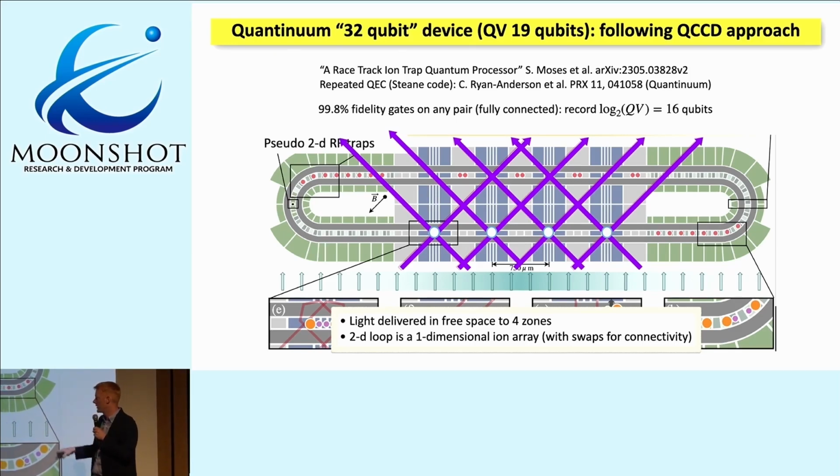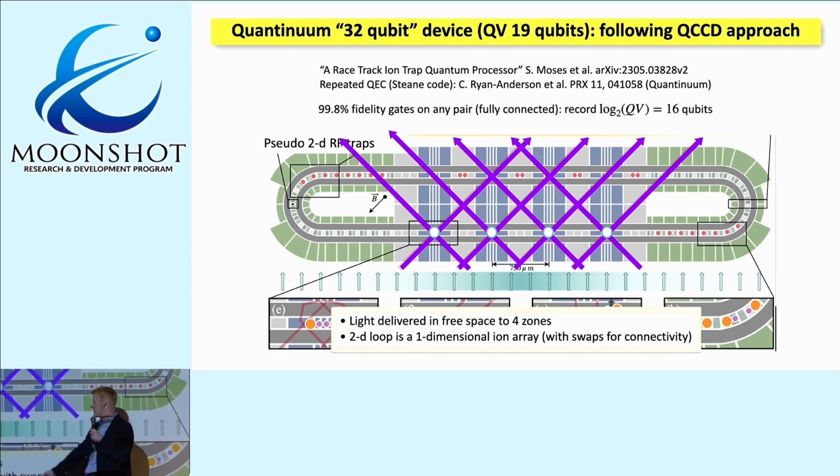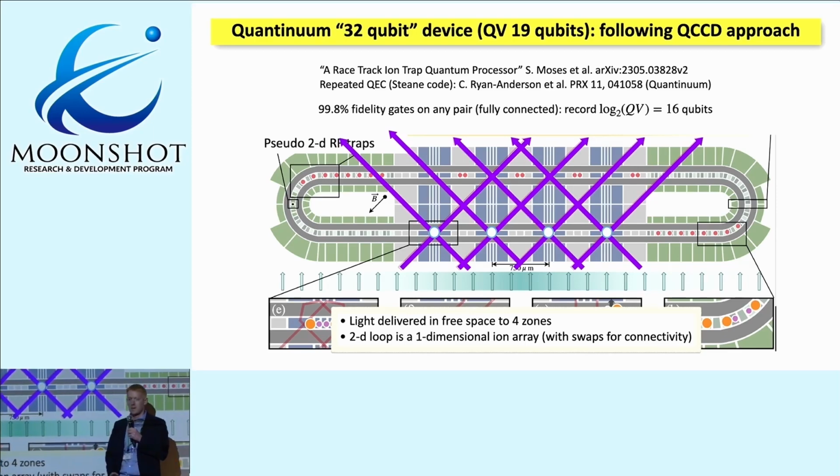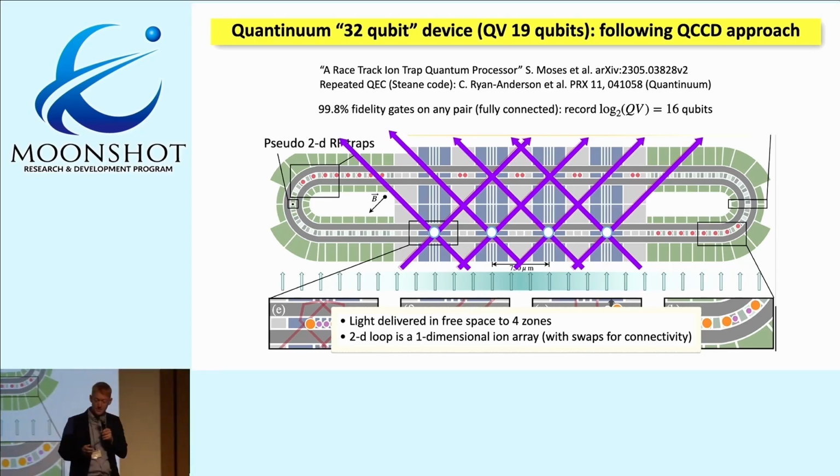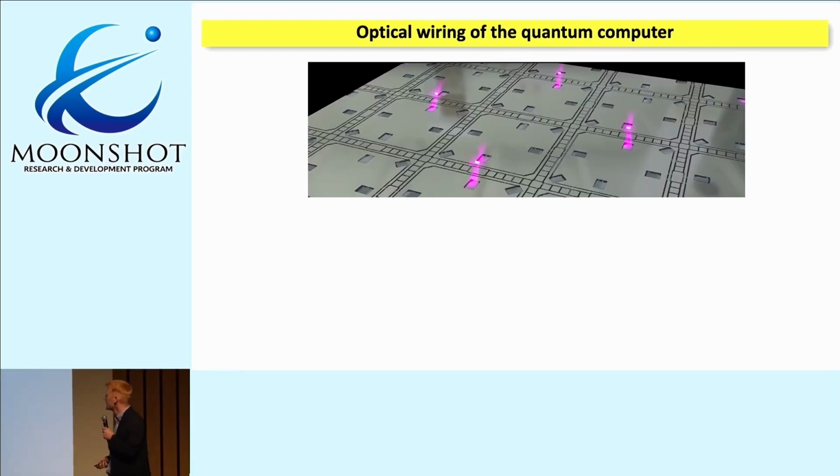That's, if you like, my 2 parts of my talk. One is about how to solve the problem of delivering light to many zones. The second one is about how to solve this problem of being in one-dimensional arrays. So let's think first about this optical wiring.